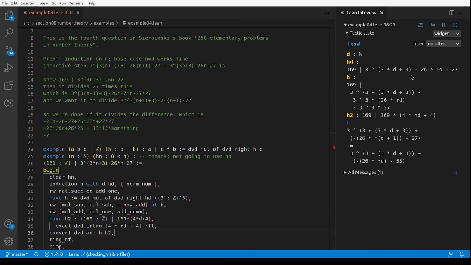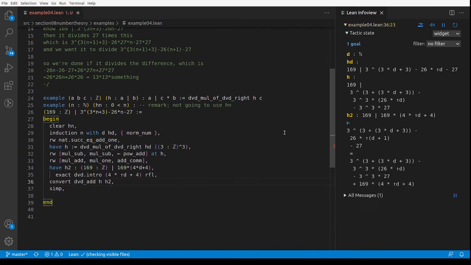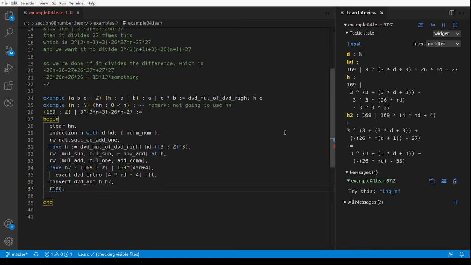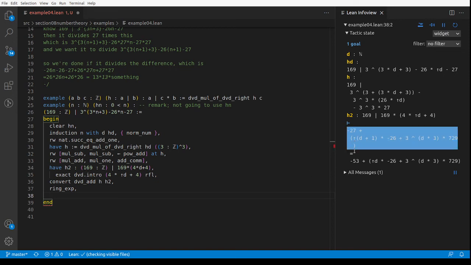And so now how are we doing? And now, oh, now ring doesn't do this. Oh, that's a blow. Why does ring not do this? Is this wrong? Oh, maybe. Oh, there's ring_nf. Is it because of the exponent? What? Oh, it's because of the up arrow d plus 1. Lean doesn't know the up arrow d plus 1.